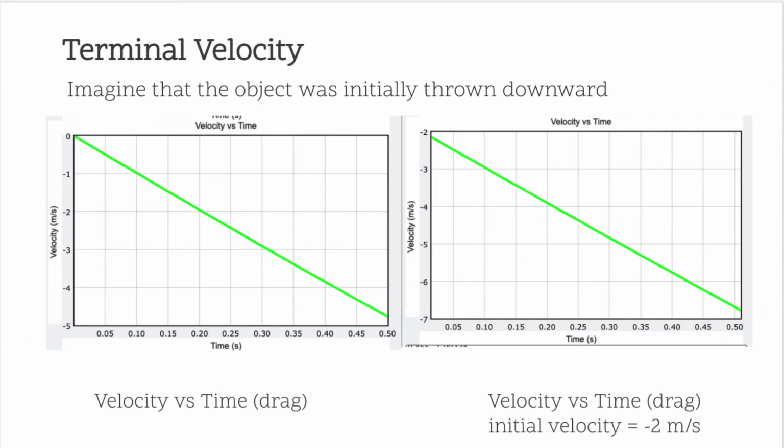So what if our object was initially thrown downwards? The graph on the right depicts an object thrown with an initial velocity of -2 meters per second. With a non-zero initial velocity, the magnitude of the velocity on the graph on the right is the same as the graph on the left, which is the velocity versus time graph considering drag from an initial velocity of 0 meters per second. But the graph on the right should reach its terminal velocity sooner than the graph on the left.